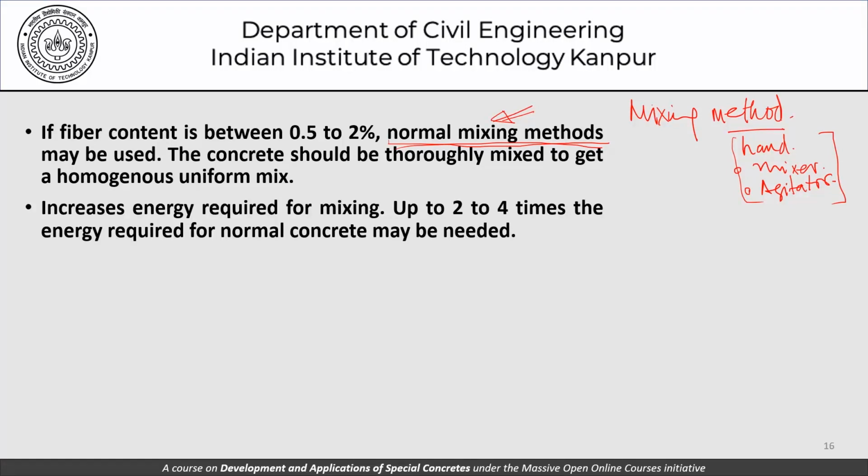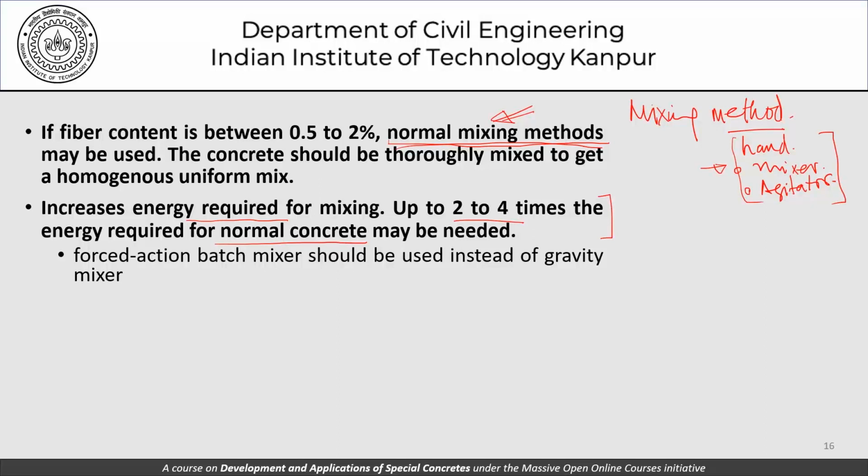Increased energy requirement is there, and this increased energy requirement could be as much as 2 to 4 times compared to normal concrete. So the first part of the answer, which I said will come in a couple of lectures, is already here. This still remains an assignment for you to do some deeper studies. It's obvious that if you are putting fibers into the concrete system, it will require more energy as far as mixing is concerned to ensure that the fibers are thoroughly mixed throughout the matrix.